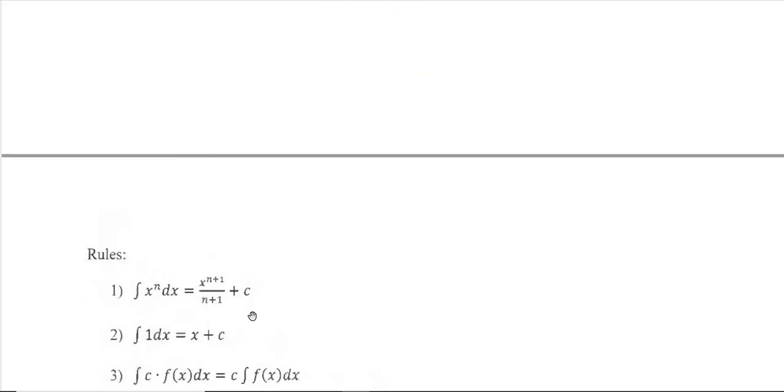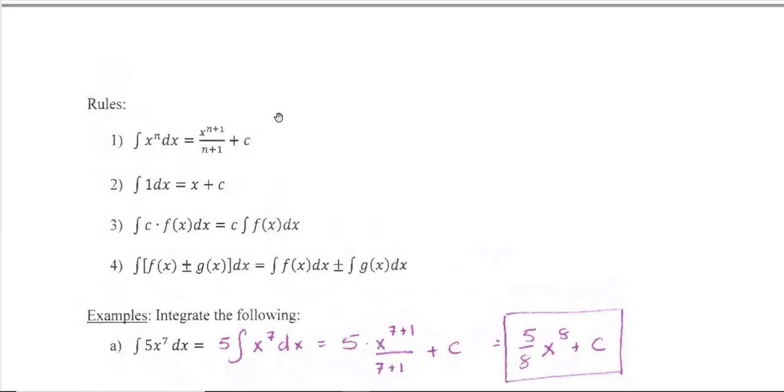Let's do some more examples. Or actually, let's look at some more rules and then do some more examples. So we have this nice rule that we first talked about. We also have the rule that the integral of 1 dx is x plus c. We already talked about that earlier. We have a coefficient rule which says if you're trying to integrate a coefficient times a function of x, you can take that coefficient, move it outside the integral, take the integral of that function, and then just multiply the c back in at the end.